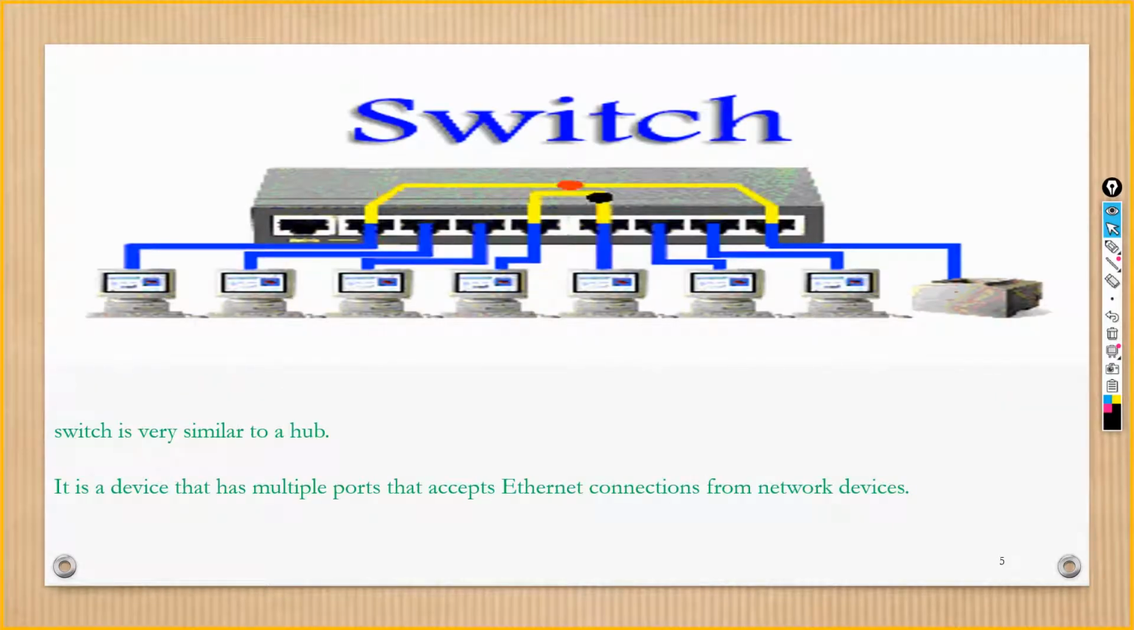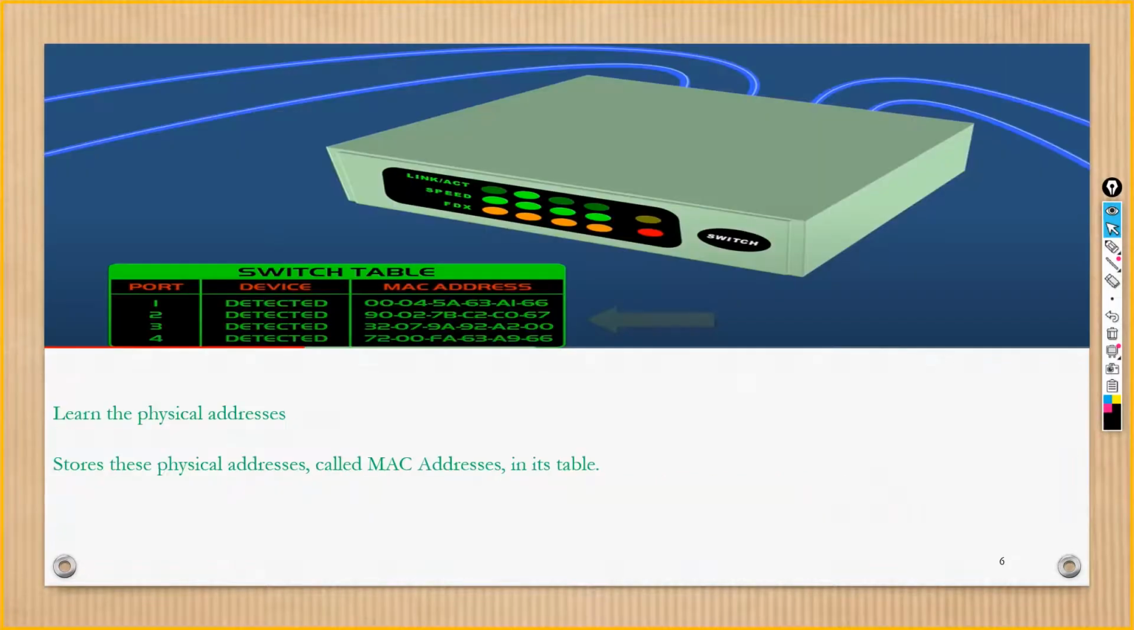Switch. A switch is very much similar to a hub. It is a device that has multiple ports that accept Ethernet connections from network devices. So how does a switch operate? A switch learns the physical addresses, also called MAC addresses, and stores them in its table. But unlike a hub, a switch is intelligent. A switch can actually learn the physical addresses of the devices that are connected to it and store these addresses in its table.